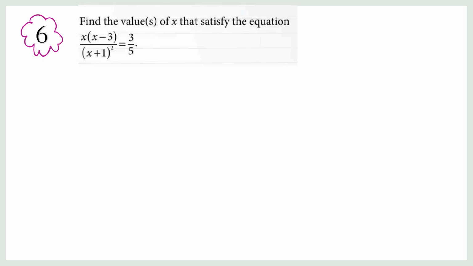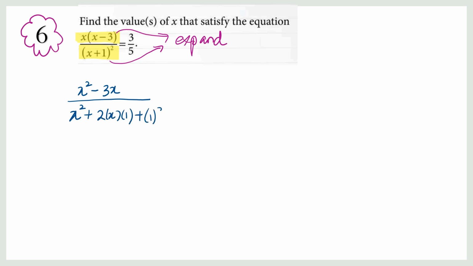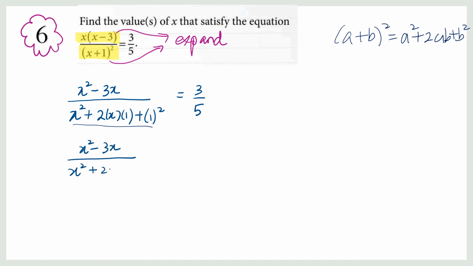So if you were to examine the algebraic fractions on the left-hand side, I'm sure you can expand x(x - 3). You can also expand the denominator. So this is exactly what we're going to do. And what I have done here is apply this algebraic identity to expand it, and that simplified it.